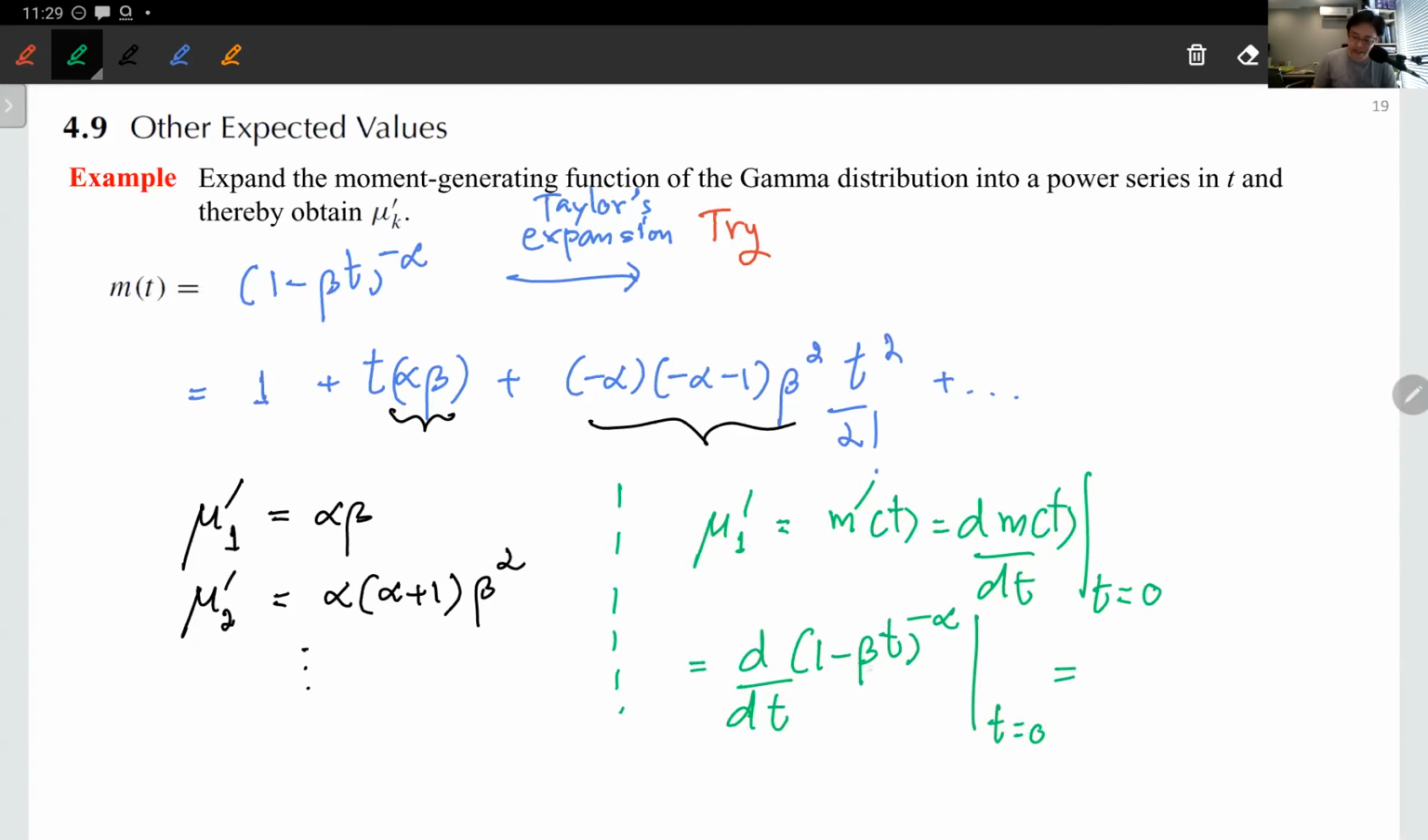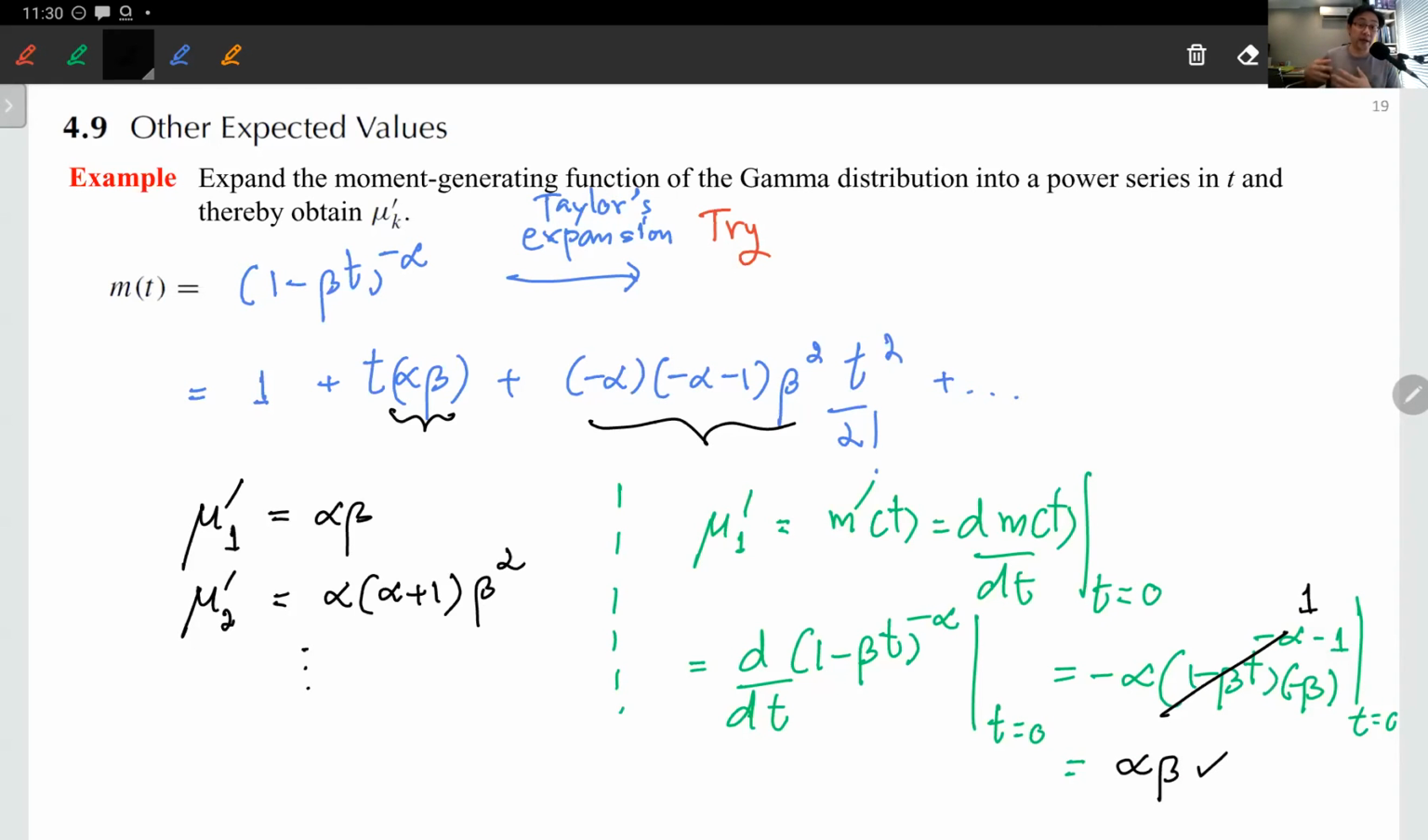Okay, so everyone's differentiating this. You get negative alpha, (1 minus beta t) to the negative alpha minus 1, evaluated at t equal to 0. Don't forget the chain rule. When you differentiate this, you have to differentiate the inside as well. So you do the chain rule, you get an extra negative beta right there, and evaluate at t equal to 0. 1 minus 0 gives you 1, so that term with the power of negative alpha minus 1 goes to 1. At the end, you get alpha beta. So doing the derivatives is the straightforward way that you can get to whatever order of the moments you want to evaluate.